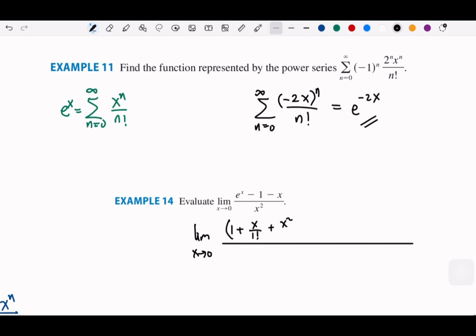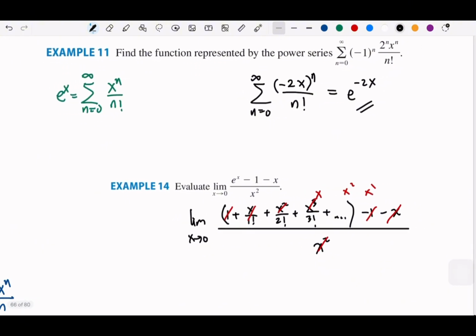And plus x squared over 2 factorial plus x cubed over 3 factorial plus dot dot dot, minus 1 minus x. This is x squared. So you see that this will be cancelled with this, and this will be cancelled with this. So we are left with the x squared, and if we cancel all x in the top, we can cancel this and this x, and we still have x squared, x cubed over here, right?